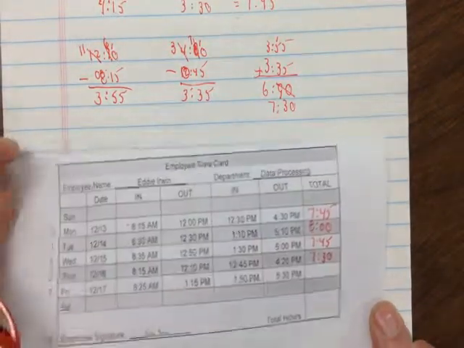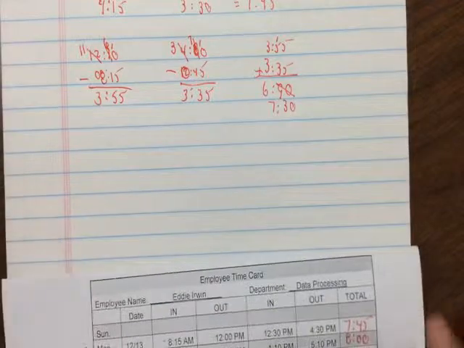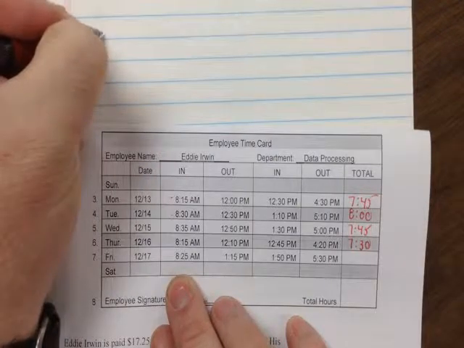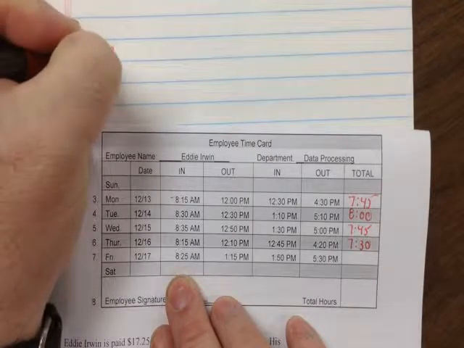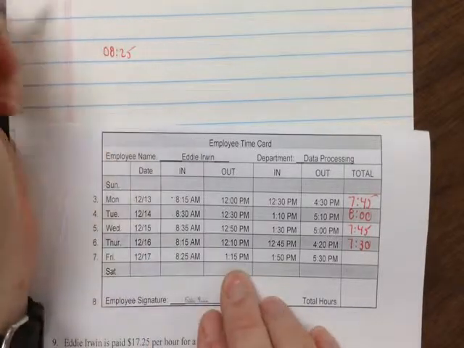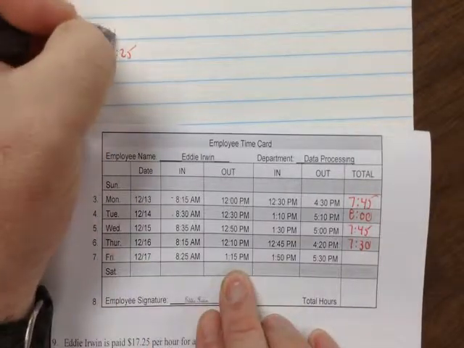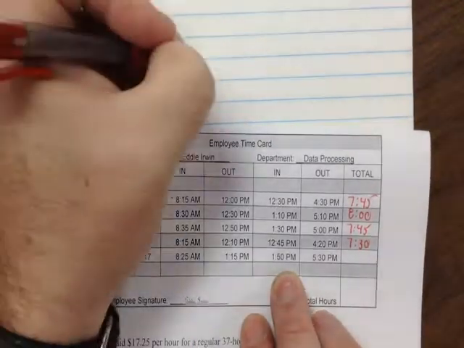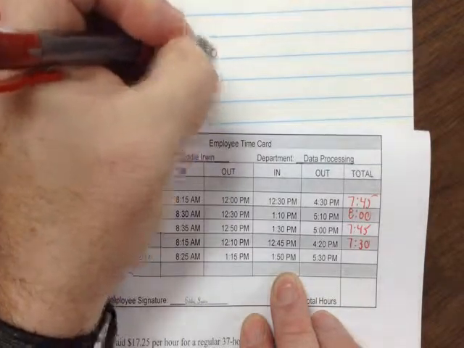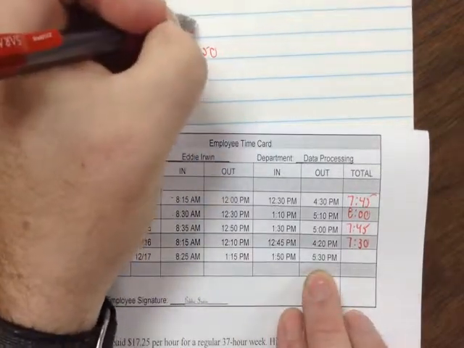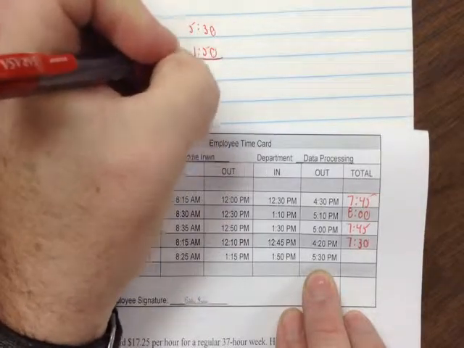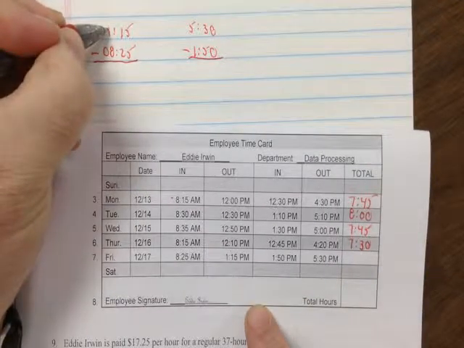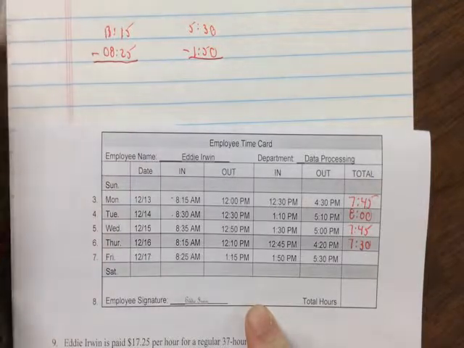Okay? And then the last day of the week is start work at 8:25 in the morning. You go to lunch at 1:15. Come back from lunch at 1:50. And you go home for the day at 5:30. This is a little bit different than the other ones. You are splitting noon here, so you're going to have to add 12 hours to this top one. 12 plus 1 is 13, which is how the military does it.